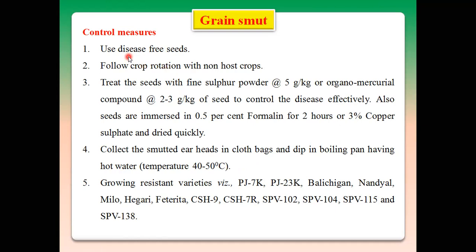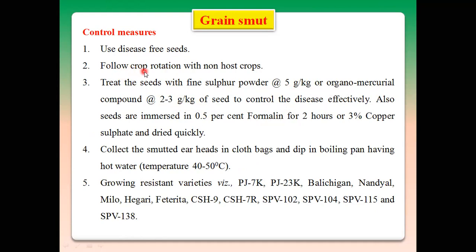So the first point to be considered is to use disease-free seed, because generally the primary infection takes place through the use of infected seeds. So these seeds are generally treated with fine sulfur powder at the rate of 5 gram per kg, or organomercurial compounds at the rate of 2 to 3 gram per kg of seed. So finally, to control the disease effectively.